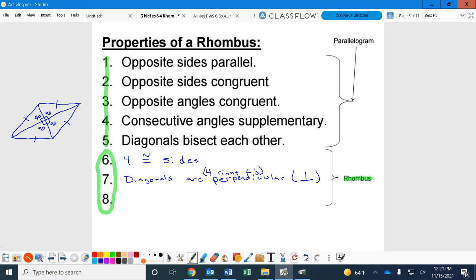Now there's something else that the diagonals do, so let's just write this down, then we'll talk about it in the picture. The diagonals bisect opposite angles. Diagonals bisect opposite angles. I'll give you a second to write that down, then I'm going to talk about it in the picture.